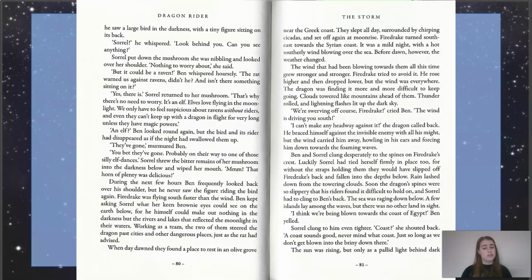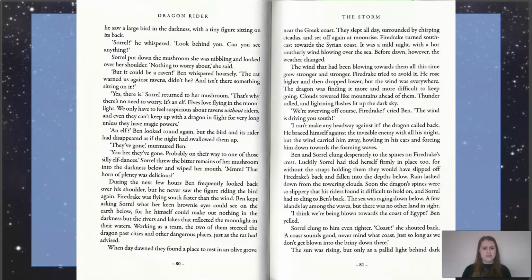During the next few hours, Ben frequently looked back over his shoulder. So frequently means to do it quite often, so he's always looking behind. But he never saw the figure riding the bird again. So he feels anxious about something. He thinks he's being followed. And if anything, he probably has good reason to think that they're being followed.